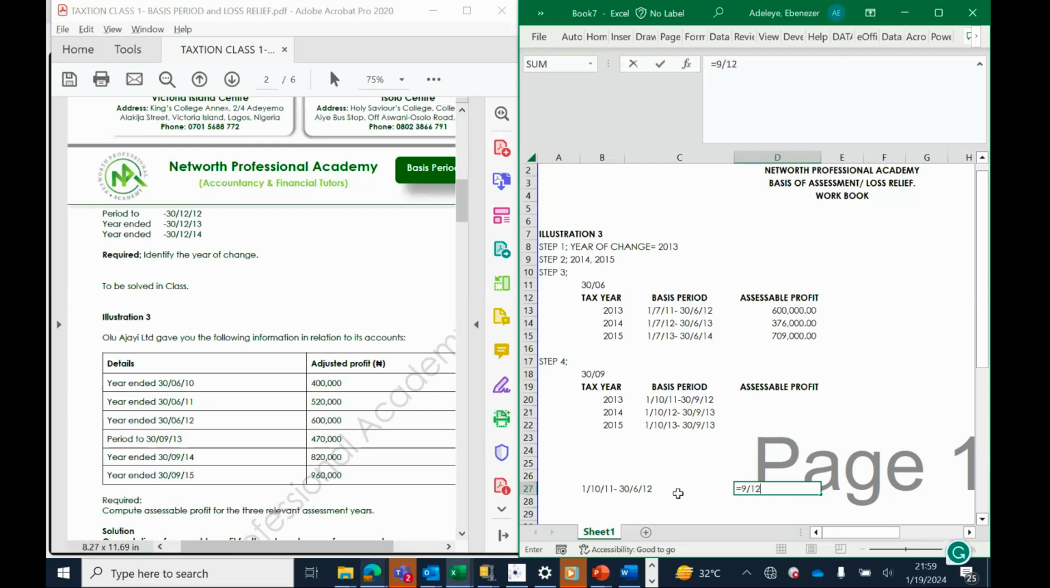Divided by 12. Right? Is it a 12-month period? Yes, it is a 12-month period, year ended, 12 months. Anywhere you see here, just know that it's 12 months. It's only when you have periods that are not 12 months that it changes.